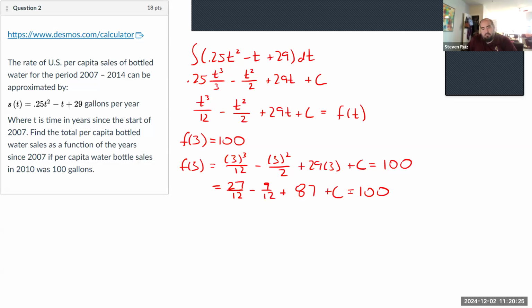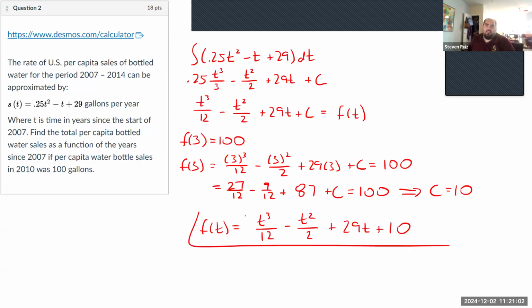All right, so now I can solve for C. So 100 minus 87 minus 27 over 12 minus 0.75. So from here, I get that C equals 10, and that was the last piece we needed. So now I can write down my full function of f: t cubed over 12 minus t squared over 2 plus 29t plus 10. All right, that's all for question 2.